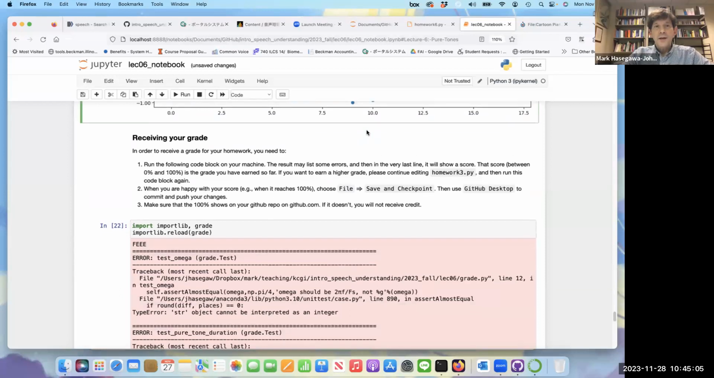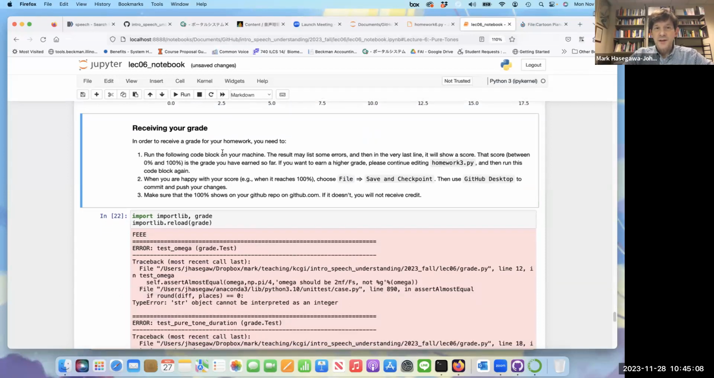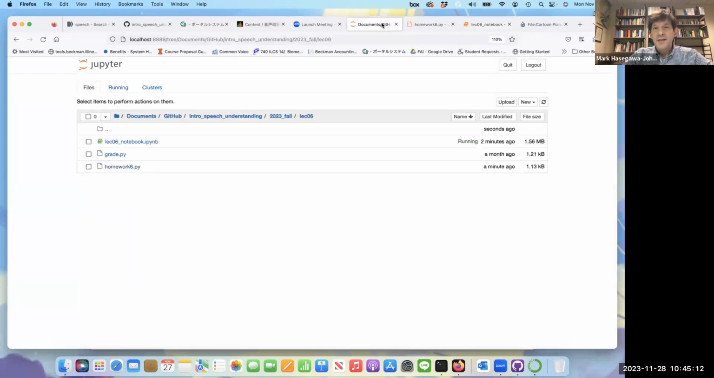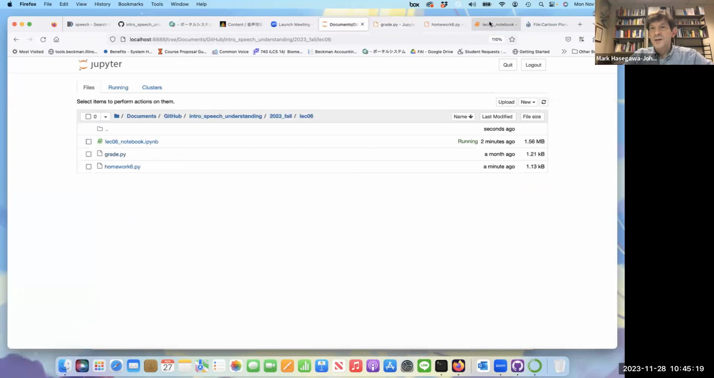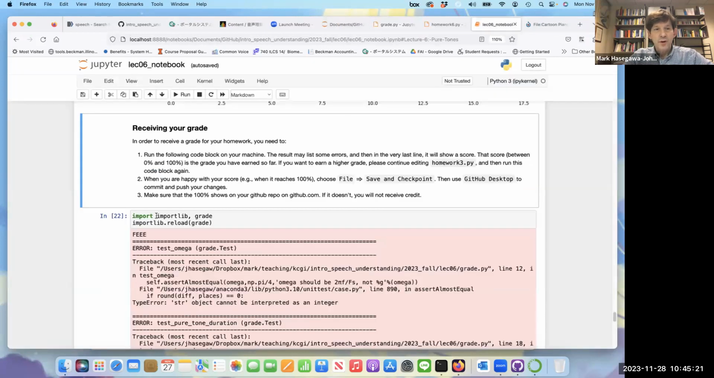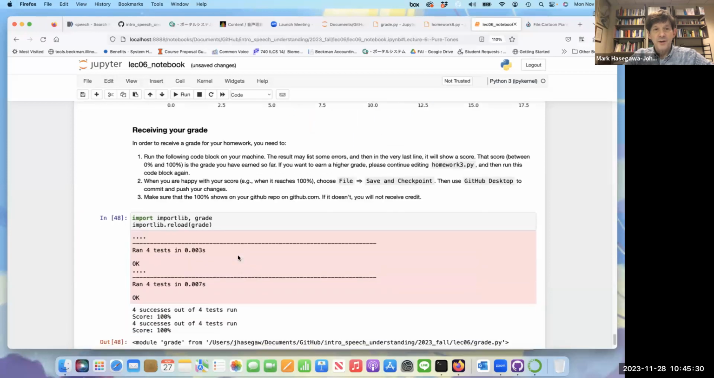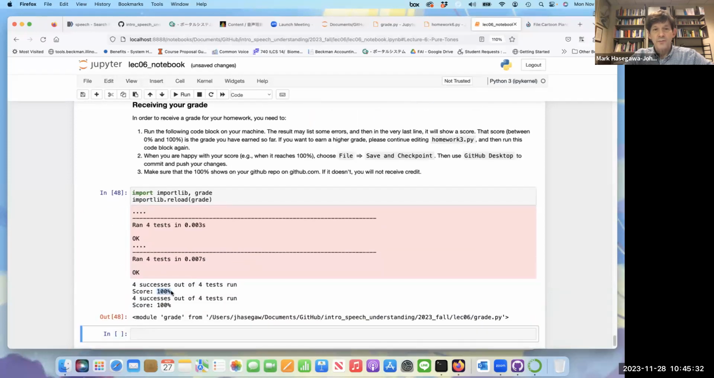Now to check to make sure that your code works, you can run grade.py. As before, grade.py is a set of unit tests listed like this. You don't need to know how that works, but you can use it by importing grade, and then you can reload the grade. When I ran it before, I got just errors. But if I run it now that I've rewritten the code, now it says score 100%. And so I've finished grading my homework.